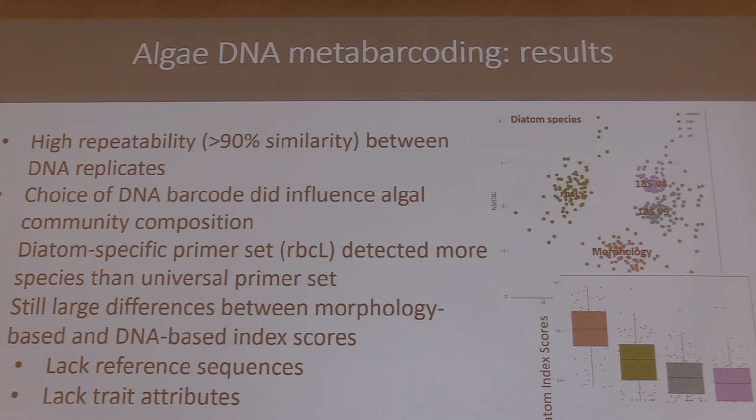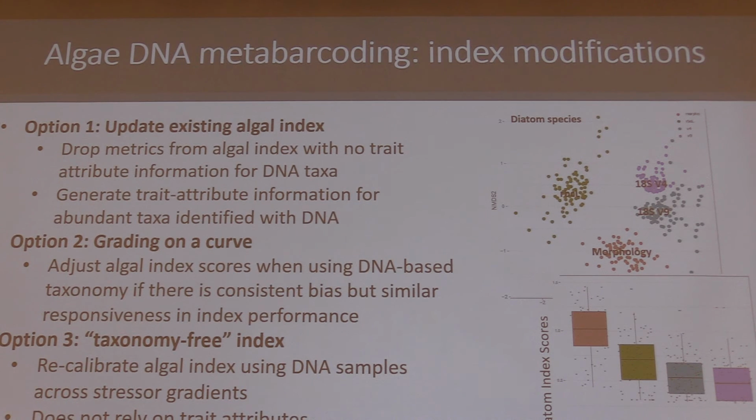One of the other big reasons that the DNA-based scores were lower was that the taxa that we do pick up with our DNA methods don't always have something that we call our trait attribute data. So these are the ecological characteristics of the different algae species present in our sample that we use to compute our algal indices. If it's a new taxon that maybe we haven't picked up before with a morphology-based method, we don't have this trait attribute information for them yet. And so those scores get biased lower as well.